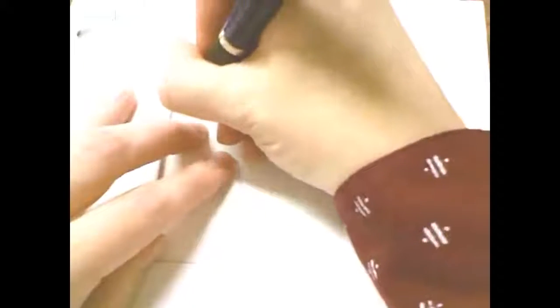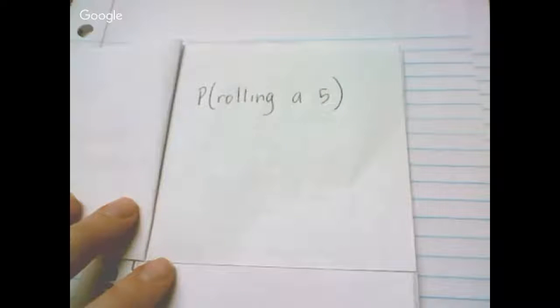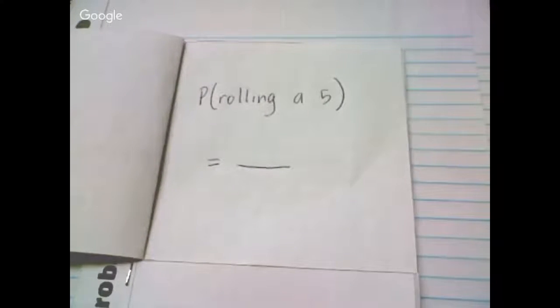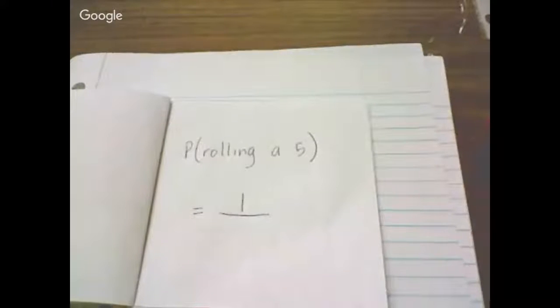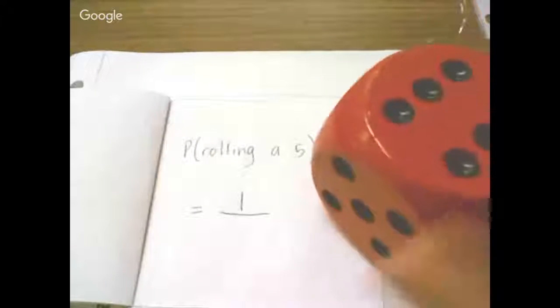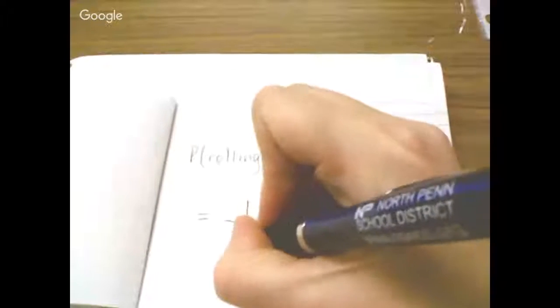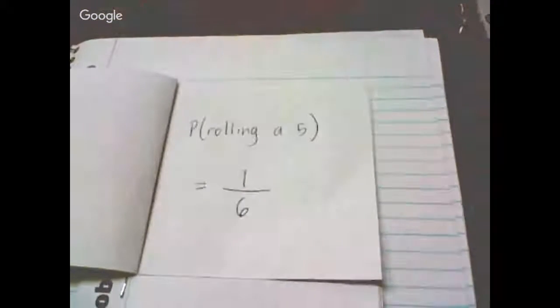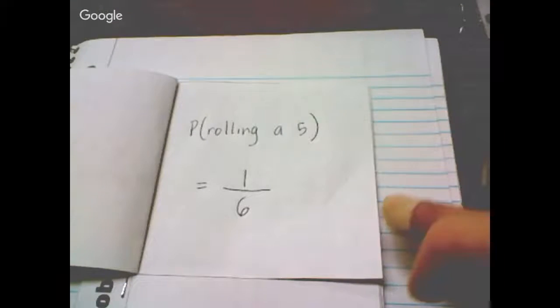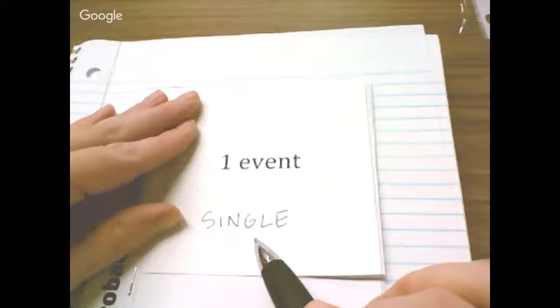When I'm looking at solving a problem, this could be something like the probability of rolling a 5 on a number cube. My favorable outcomes on my number cube, there's only one 5. So it would be 1 over all of my sides, which is 6. Okay, that is a single event.